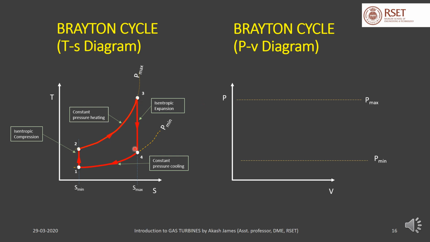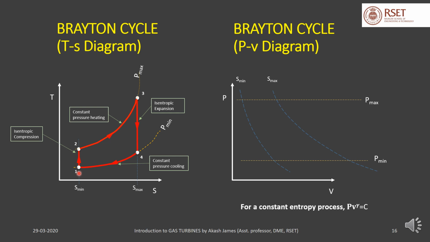Then the expansion and compression processes are isentropic. So what is the nature of an isentropic curve in a PV diagram? It is given by this equation: PV^γ is equal to constant. So corresponding to the minimum entropy, we have a curve corresponding to PV^γ equal to constant, and corresponding to the maximum entropy, we have another curve following the same equation. So these two curves are also diverging when you go down.